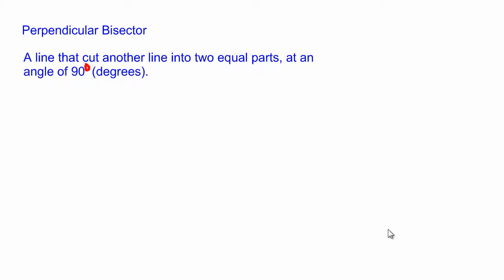In this lesson, we're going to be looking at the term perpendicular bisector. Now, a perpendicular bisector is a line that cuts another line into two equal parts, and it cuts that line at an angle of 90 degrees.